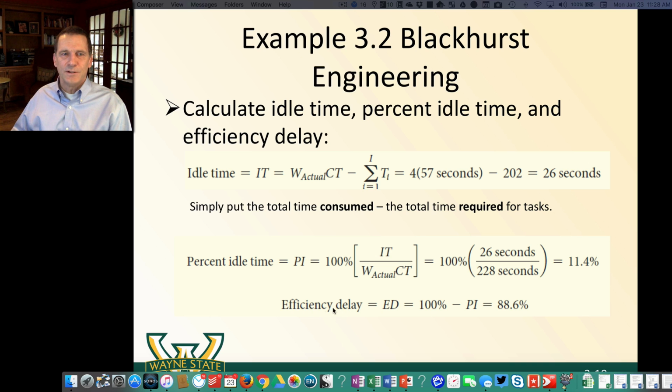Our efficiency delay, which is a number that we want to be high, it's a positive, is 100% minus our percent idle. So 11.4, the inverse of that, 88.6, is our efficiency delay. You could say 100% minus your percent idle time equals your efficiency delay. 100% minus percent idle.